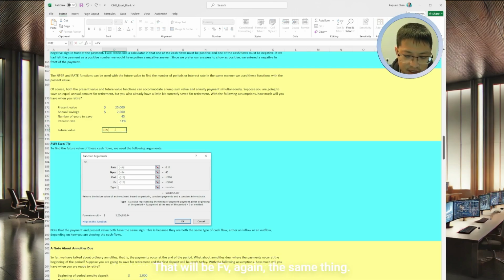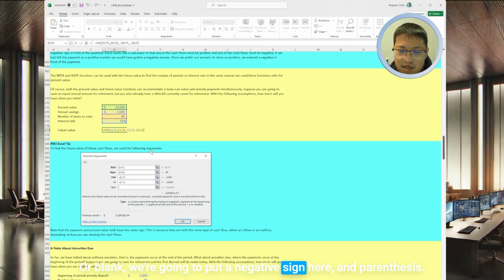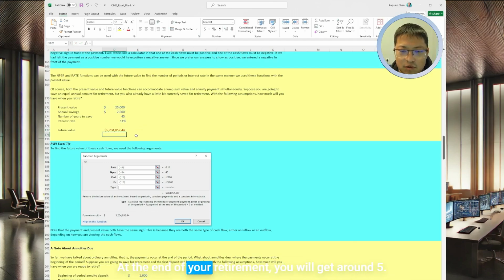That will be FV, again, the same thing. We're just going to make a small change, 11%, 45 years, negative 2,500. And here we no longer say the present value is zero or blank. We're going to put a negative sign here and the parentheses. So if you think about these, we are putting a negative sign in front of payment and a negative sign in front of the present value in order to get a positive future value, right? At the end of your retirement, you will get around $5.2 million.